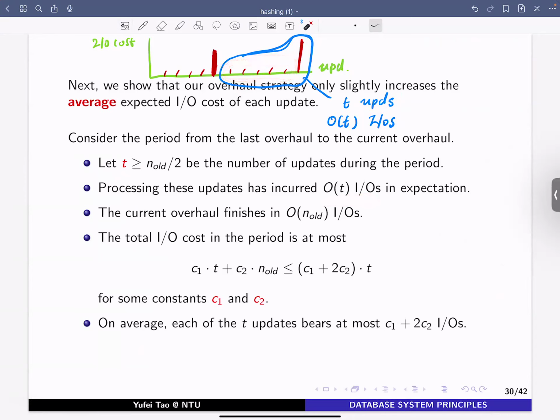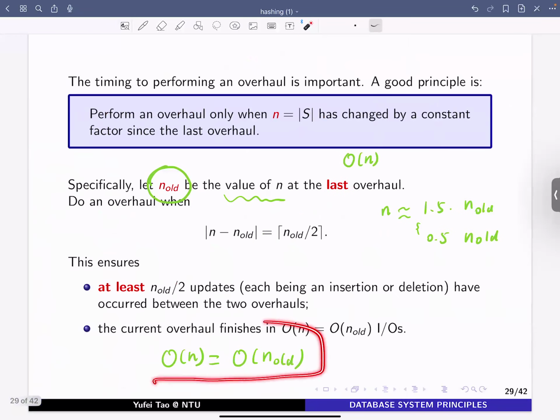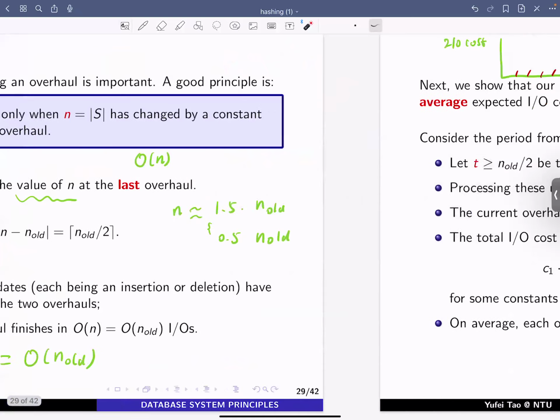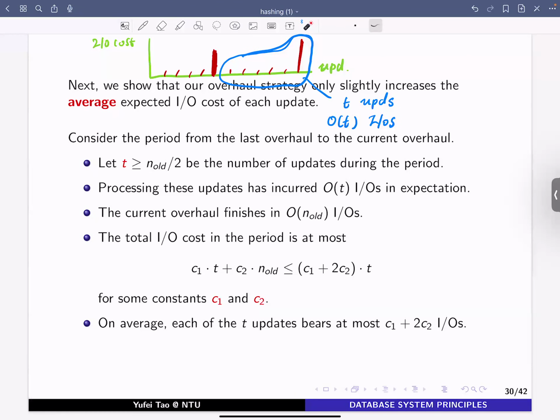Okay. But on the other hand, in this blue period, I also need a very large cost for handling the overhaul, right? So the last overhaul finishes in N0 IOs, right? This is something I said here, right? Okay, because when you do an overhaul, the current size N is within a constant factor of the value of N0. Okay. So now if you add up these two costs, this represents the total cost in this blue period.